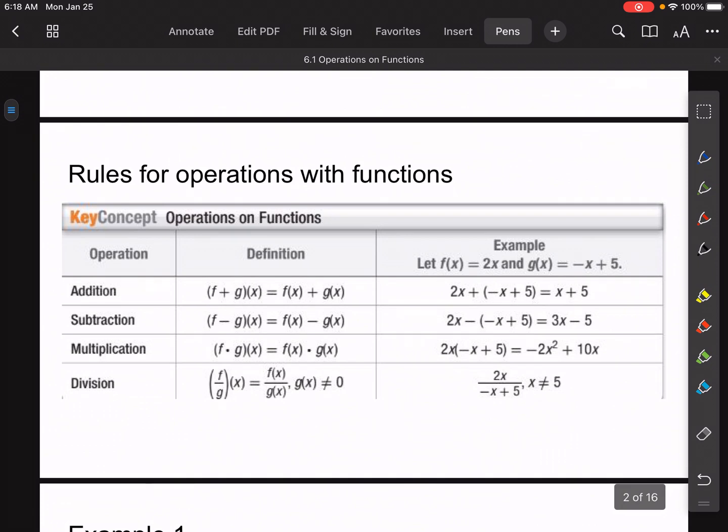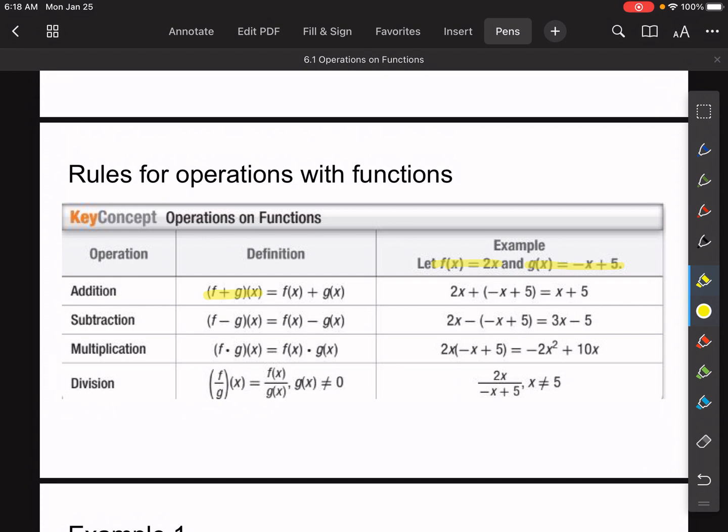First of all, we need some ground rules. With addition of functions, you have to pay attention to some new notation. It may not be that new, but hopefully you have seen this before. If you see something like f plus g of x, that's how you would pronounce it. It's saying take the f function and add it to the g function. In the example, the f function is 2x, and the g function is negative x plus 5.